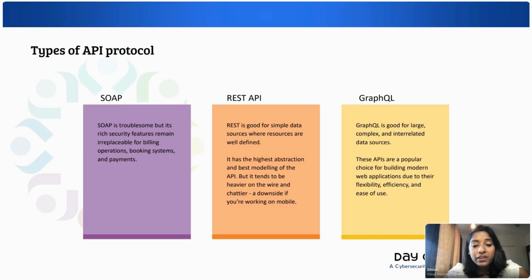So, as the summary, we can say REST is good for simple data sources where resources are well defined, and GraphQL is good for large, complex, and interrelated data sources. While SOAP is useful in payment related applications as it is very secure. We'll move to the next slide.